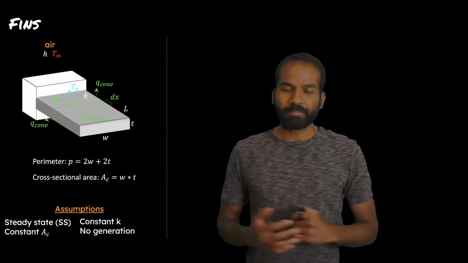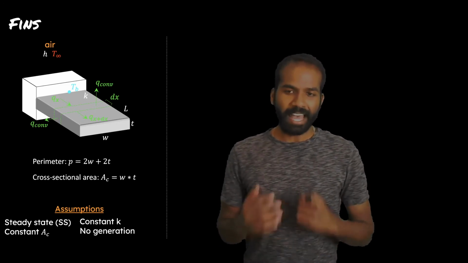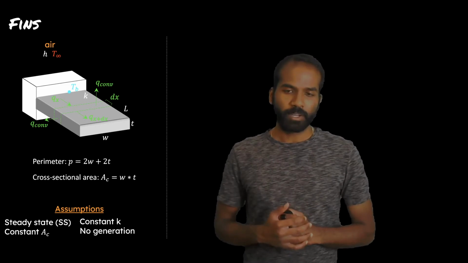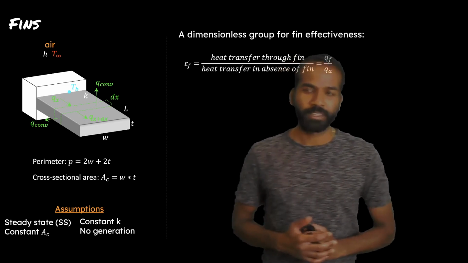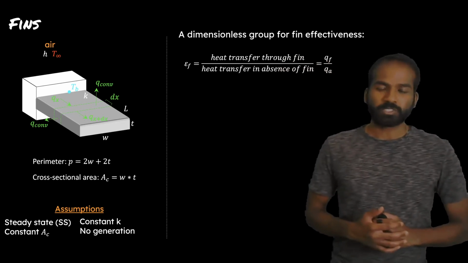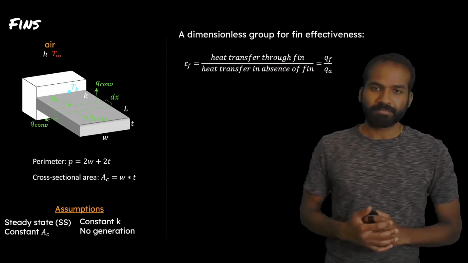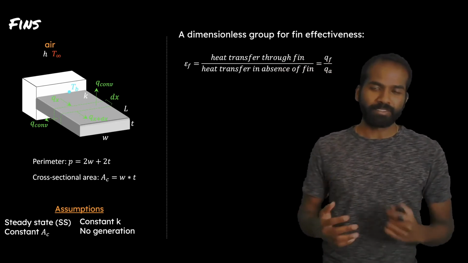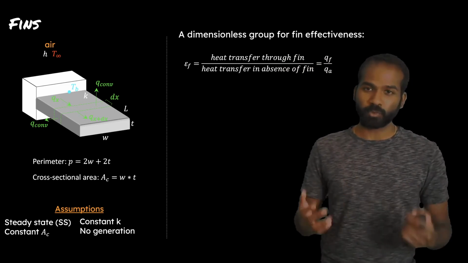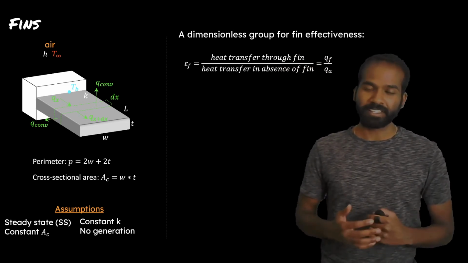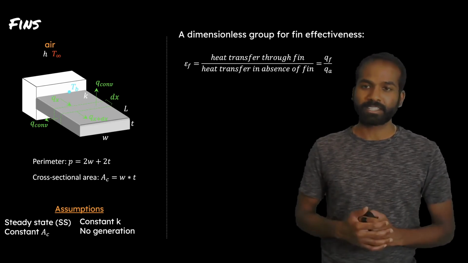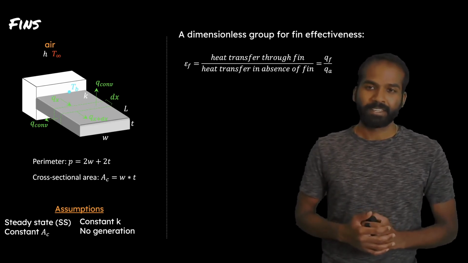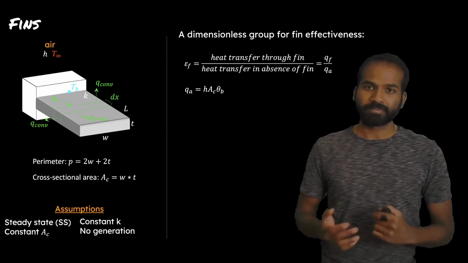We're going to now define a dimensionless group that tells us how effective the fin is relative to the situation in which we have no fin at all. We define a dimensionless group for fin effectiveness. This is epsilon sub f, which is defined as heat transfer through the fin, given by Q sub f, divided by heat transfer in the absence of the fin, given by Q sub a. We'll define Q sub a first.